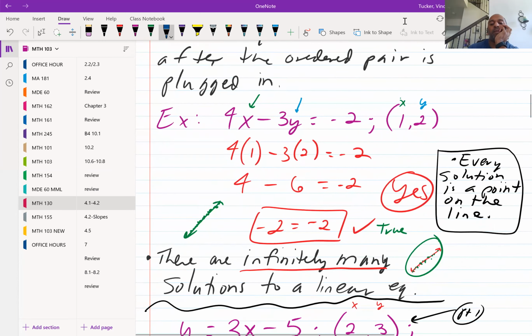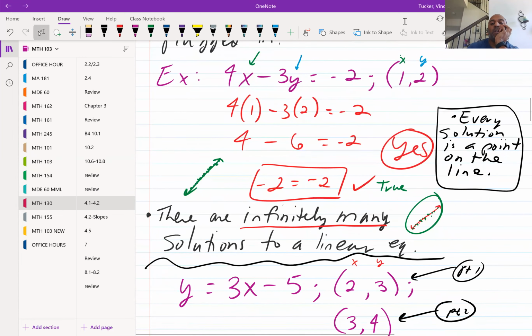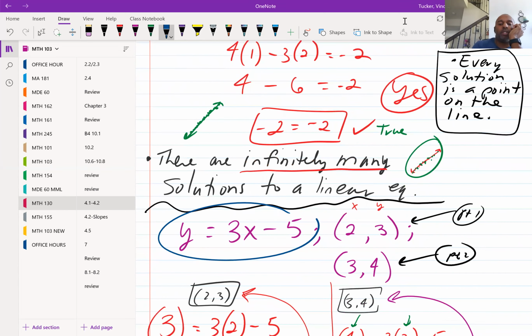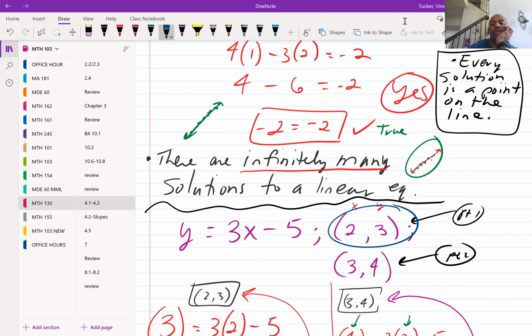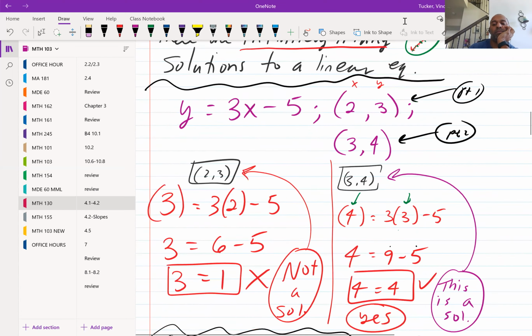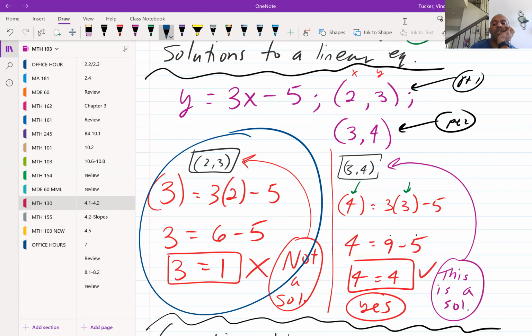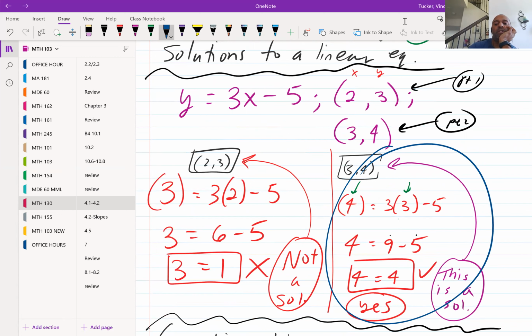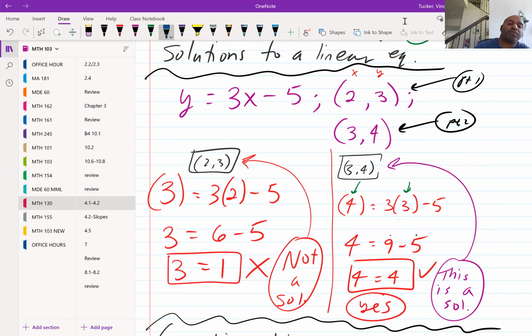Now scroll up. Anybody still copying? All right, so let's do it again to make sure we're good. This time our equation is y equal to 3x minus 5. And we have two points that we want to test to see if they are solutions or not. First point is (2, 3). Second point, (3, 4). To the left is plugging in the ordered pair (2, 3). To the right is plugging in the ordered pair (3, 4). Once again, don't forget the first value is your x, second value is your y. So in (2, 3), x is going to be 2, y is going to be 3. And I just plug them in.